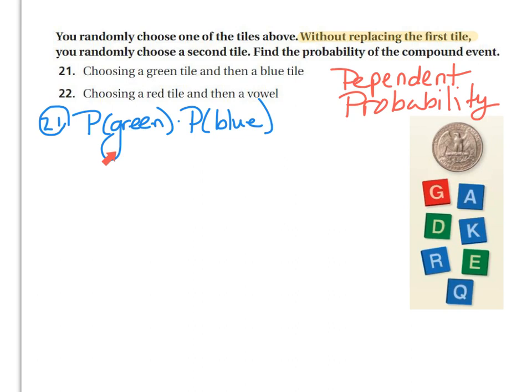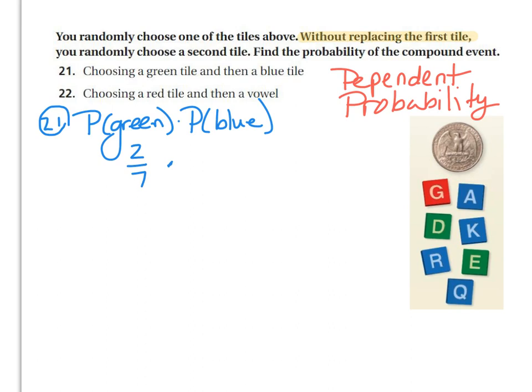So let's look at number 21. Number 21 says you're choosing a green tile and then a blue tile. So in this group of tiles, I have 2 green tiles, and that's out of 1, 2, 3, 4, 5, 6, 7 total tiles. So the first probability, or the probability that you'll pull a green tile out first, is 2 out of 7.